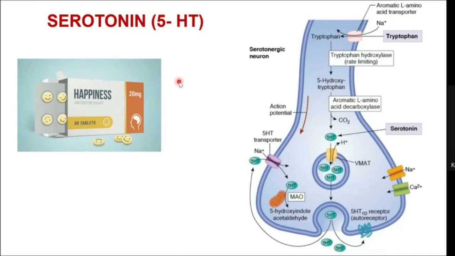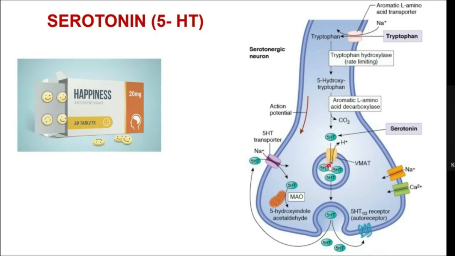This is known as the rate limiting step because the concentration of this enzyme as well as the concentration of tryptophan is going to determine how much serotonin or 5-HT we finally have. So this is the most important step. After 5-hydroxytryptophan is formed, it will undergo decarboxylation in the presence of an enzyme. Decarboxylation means where carbon dioxide is released. This will be under the enzyme aromatic L-amino acid decarboxylase. As the name suggests, it's a decarboxylation process, which will give rise to 5-HT, which is 5-hydroxytryptamine or serotonin.